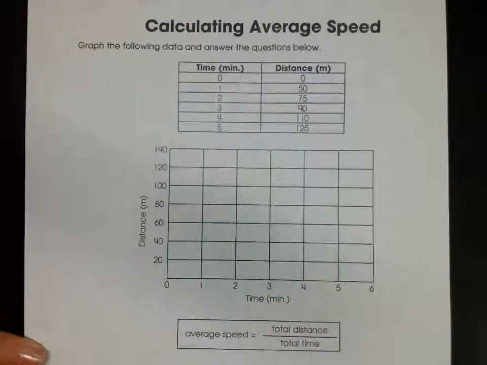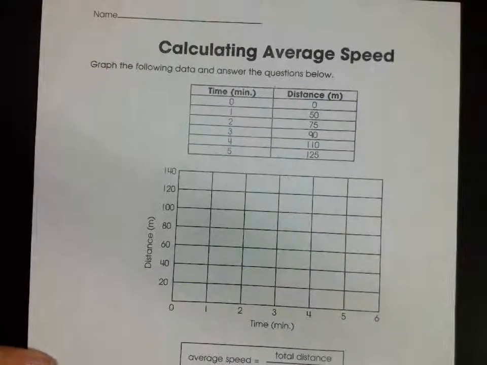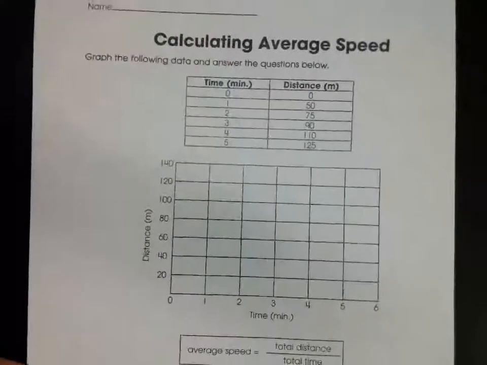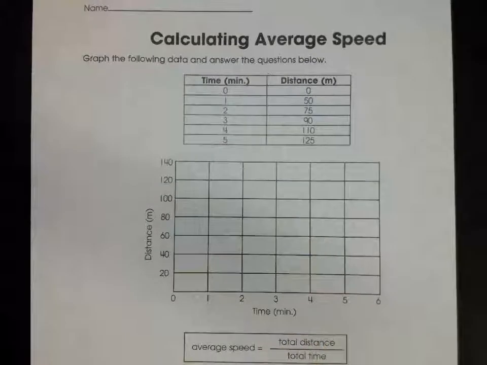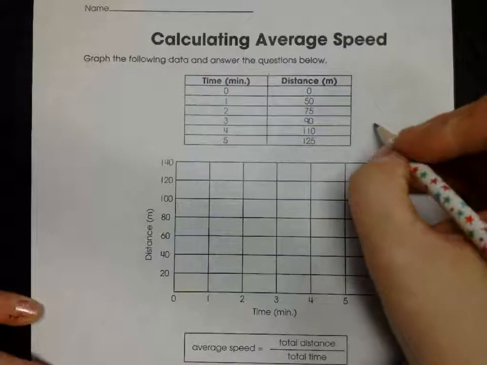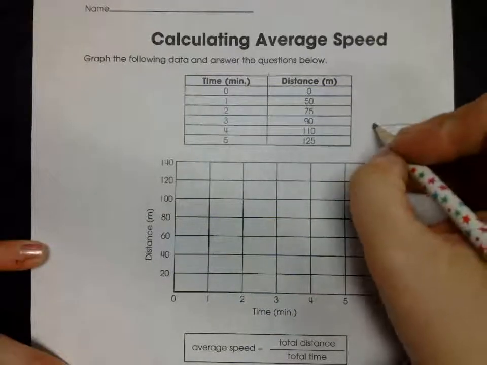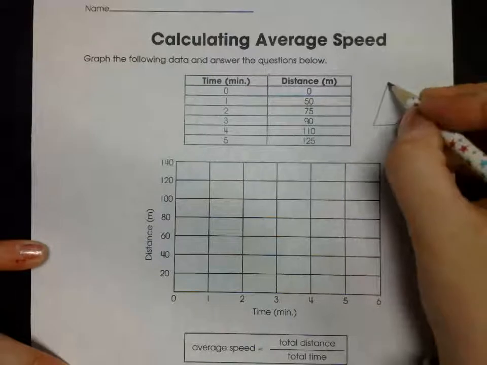Okay, so this worksheet asks you to calculate the average speed, but it asks you to make a graph first. So we're going to do a lab where we use Hot Wheels, and you can watch the video of it, and we're going to need to calculate average speed. So we know the equation for average speed that we've talked about before is that speed equals distance over time.